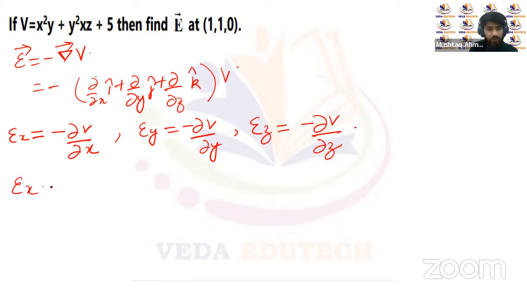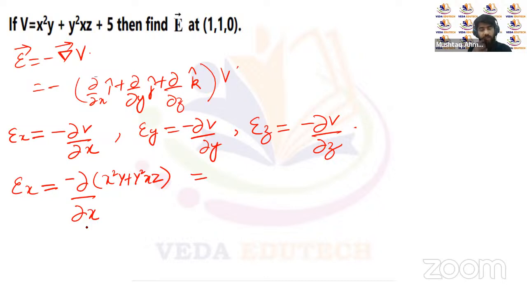So for Ex, we have to take the derivative with respect to x, assuming all other variables as constant, of x squared y plus y squared x z. We can treat y and z as constant and take the derivative with respect to x only. That will be minus (2xy plus y squared z). Now at point (1, 1, 0), we'll be left with minus 2 i cap as the value of Ex.